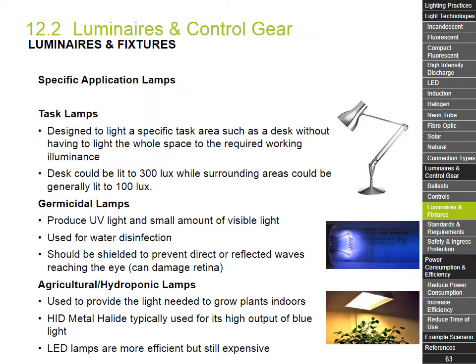Germicidal lamps produce UV light and a small amount of visible light. They are used for water disinfection and should be shielded to prevent direct or reflected waves reaching the eye, as they can cause damage to the retina.